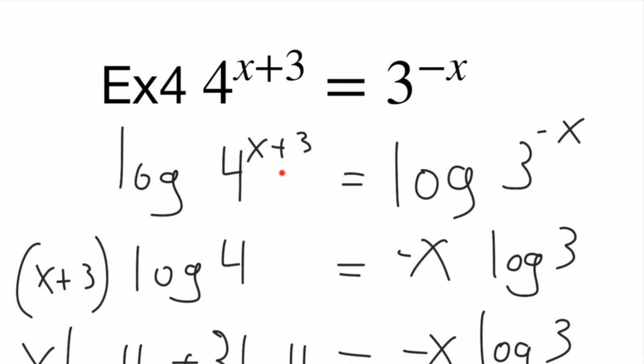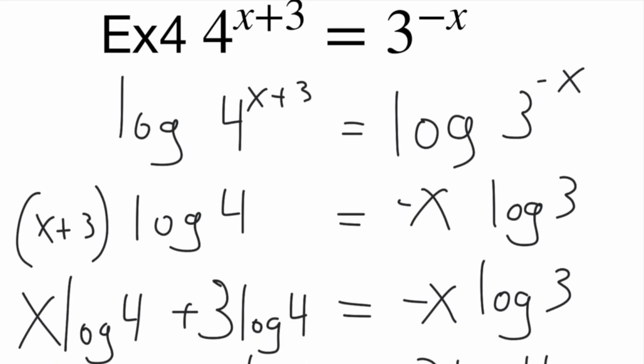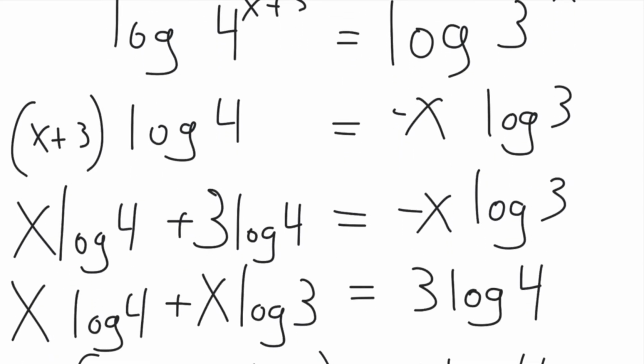The log of the left-hand side is equal to the log of the right-hand side. When you bring down the exponents, it looks like this: x plus 3 times log of 4 is equal to negative x times log of 3. And then let's distribute. So we get log of 4 times x and log of 4 times 3, and this is how you write it.